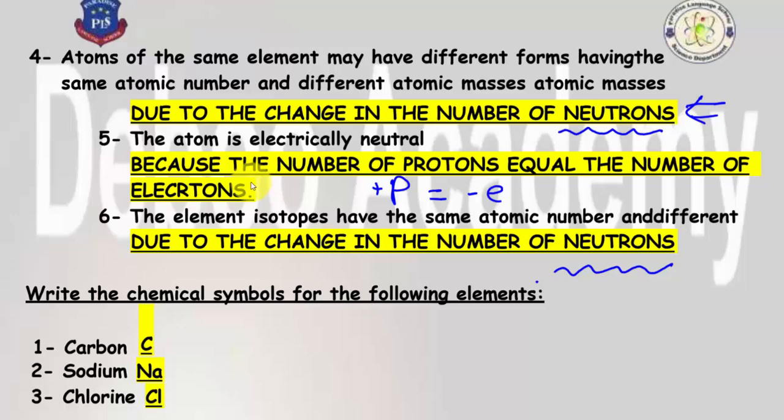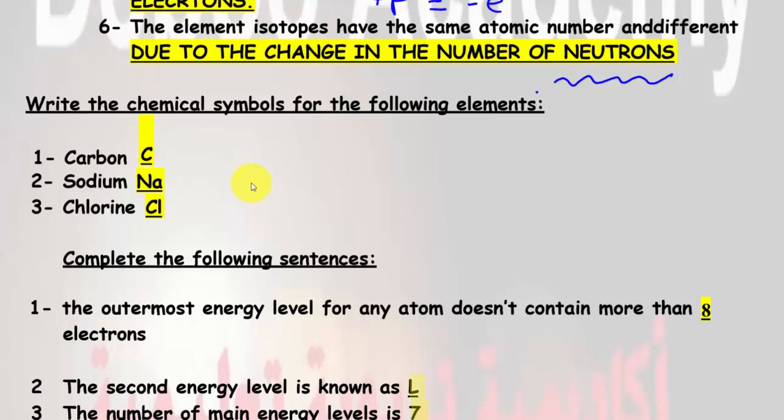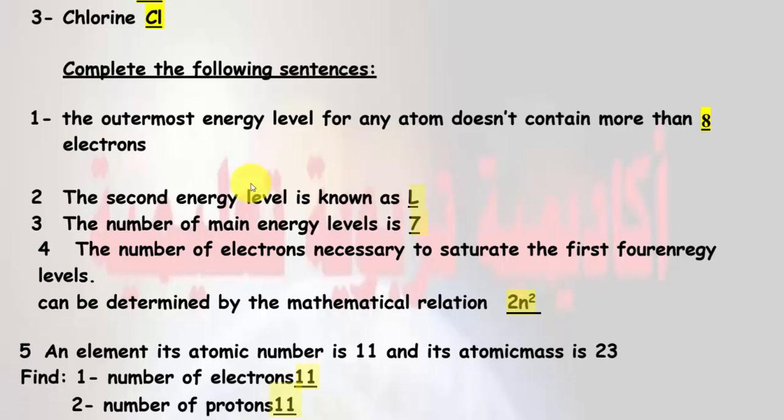Write the symbols for the following elements. Carbon is C, sodium is Na from the Latin word natrium, and chlorine is Cl. Complete the following sentences. The outermost energy level for any atom doesn't contain more than 8 electrons.